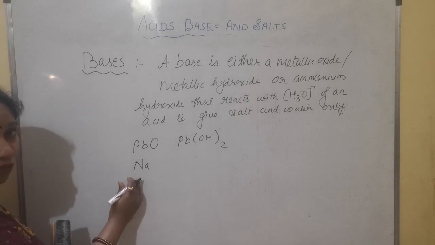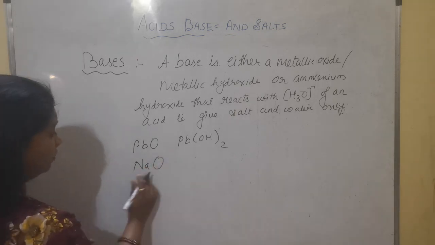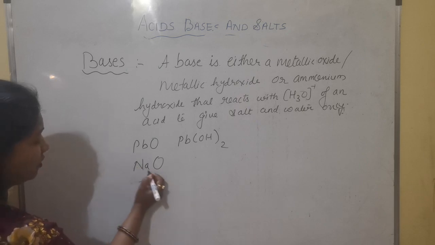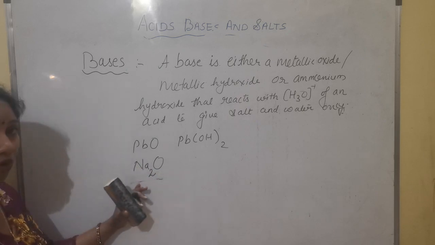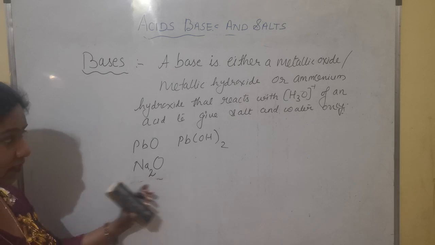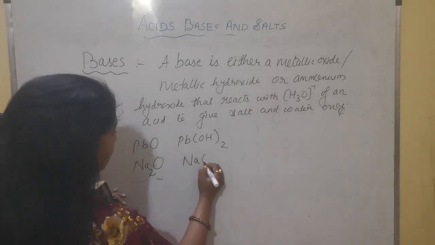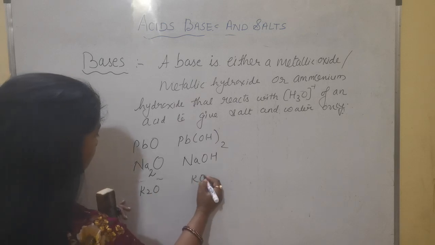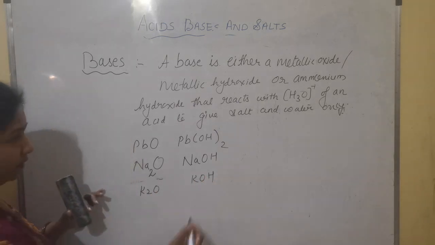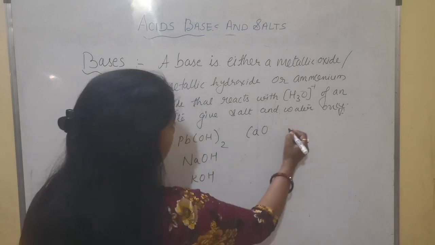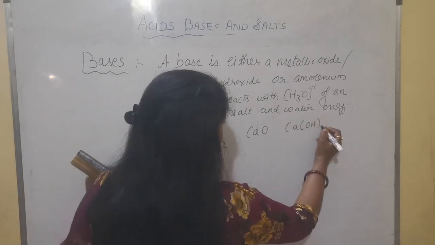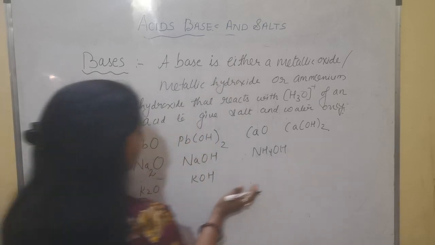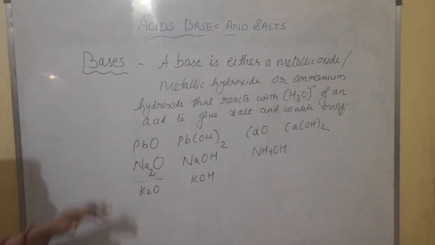Most common example is of sodium. Sodium valency is 1, oxygen valency is 2. When we write the formula, we cross the valencies and we get Na2O. So this is a metal oxide and its hydroxide is NaOH. Similarly, K2O, KOH. Many are there: calcium oxide, calcium hydroxide, ammonium hydroxide. So these are some of the bases that we have to study.